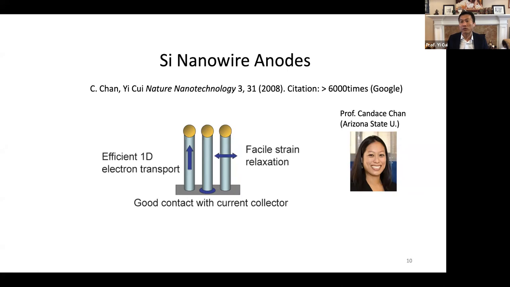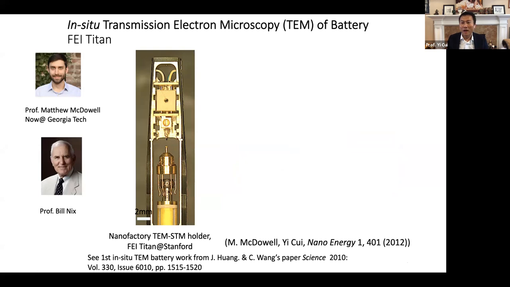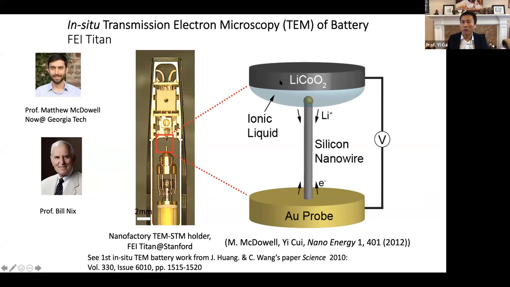So let's see what's happening once lithium comes into this structure. I started to learn quite a bit of mechanics and also electron microscopy, with one of my early graduate students, Matt Madel, and my colleague Bill Nix, a mechanical expert in the department. We started to adapt this in situ holder, the nanofactory holder, and attach a silicon nanowire to a gold probe. And the other side is lithium cobalt oxide, that's your cathode. The first experiment we did was to use ionic liquid with lithium salt in there. Then you apply a voltage, you drive the electrons in, lithium comes in, and you start to let silicon react with lithium and watch what's happening, seeing all this volume expansion, whether it's breaking, phase transformation, this very rich phenomenon you could see.